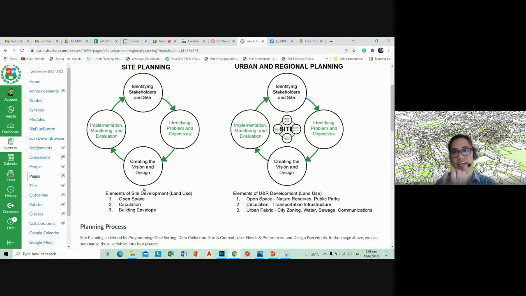Next, applying this to urban and regional planning, we already discussed this a bit by looking at Cebu City. It's just these steps, but on a larger scale. When we talk about open space in urban and regional planning, we're talking about nature reserves and public parks. When we talk about circulation, we're talking about transportation infrastructure: new roads, new bridges, sidewalks, bicycle lanes, etc. And instead of the building envelope, we're looking at the urban fabric: zoning, water management, sewage management, telecommunications.